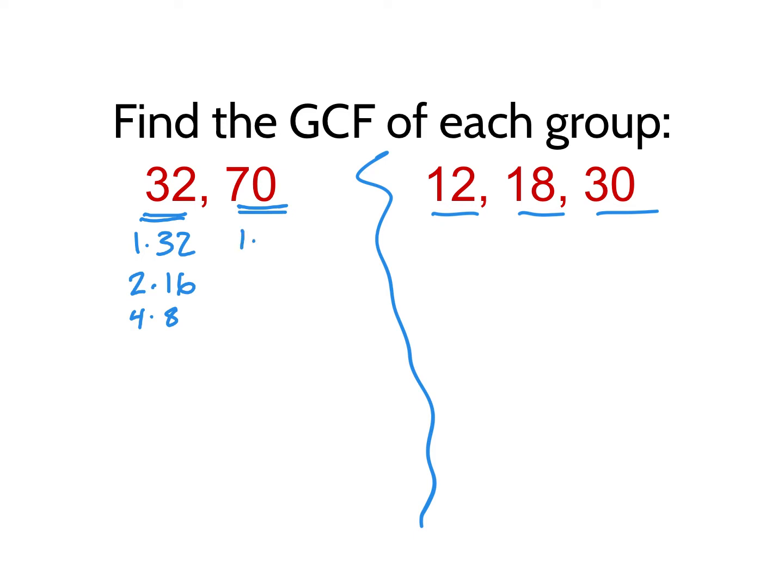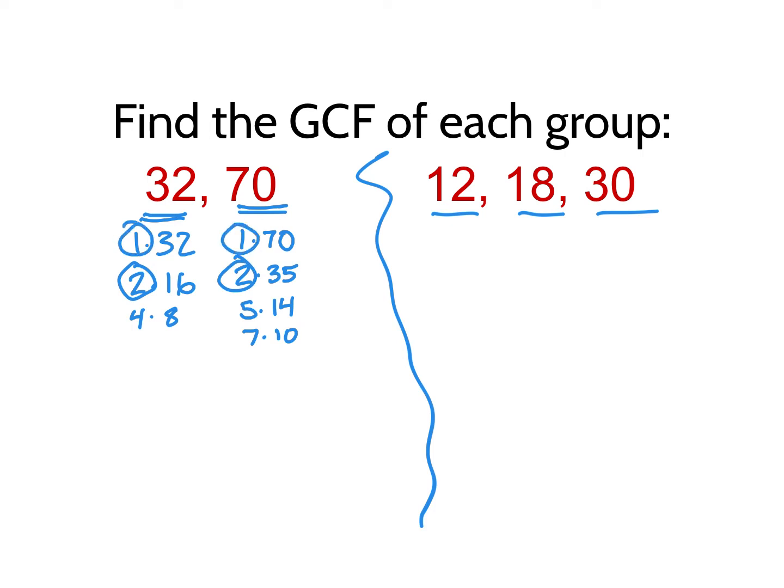70, 1 times 70. 2 times 35. 3 doesn't work. 4 doesn't work. 5 times 14. 6 doesn't work, and 7 times 10. 8 doesn't work, 9 doesn't work. Now I'm going to look in this list. I see that what I have in common is just my 2 and my 1.